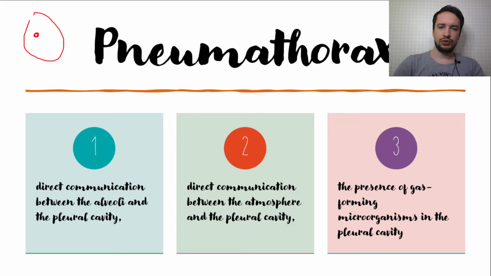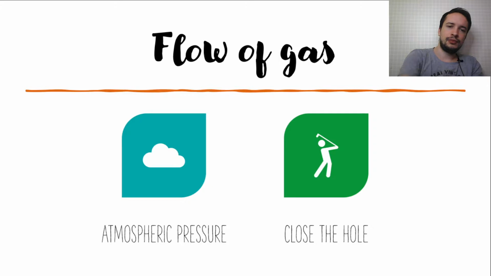And the third one, the presence of gas-forming microorganisms in the pleural cavity. It means that some microorganisms can ferment gas in the pleural cavity, and for example, we have situations when these microorganisms lead to pneumothoraxes. The flow of gas into the pleural cavity continues until the pressure in it becomes equal to atmospheric pressure or until the hole closes.